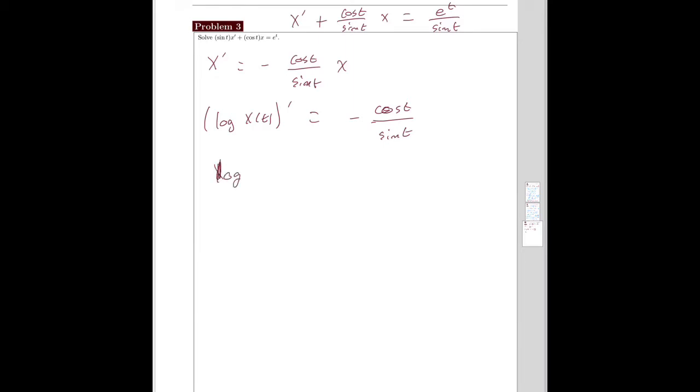And so if I take the antiderivative of both sides with respect to t, this tells me log of x of t. So on the right-hand side, this is going to be u substitution. So u is going to be equal to sine of t, and that way du dt is going to be equal to cosine t dt. So this is going to be minus the antiderivative of du over u. And so if I plug back in u is equal to sine of t, this is going to be minus log sine of t plus some constant.